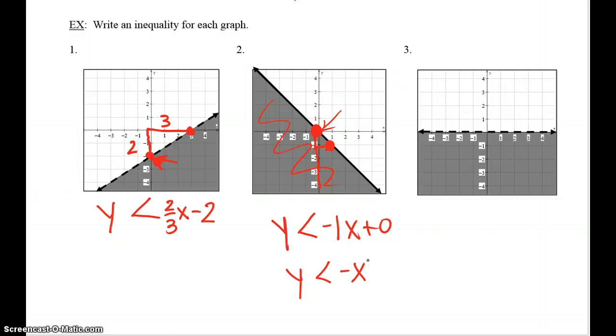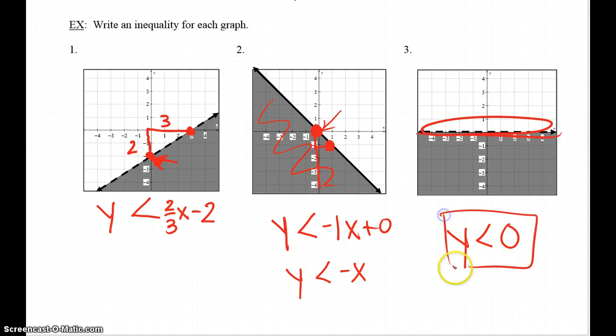Number 3 is a horizontal line, so we're just going to have y. There's not going to be an x in our problem because the slope is 0, and it goes through the origin, so it goes through 0. It is shaded less than. It is dotted, so there's no "or equal to." This is your inequality. I do have to go back to number 2 because I just noticed that we put less than, and because it's a solid line, it should be less than or equal to.